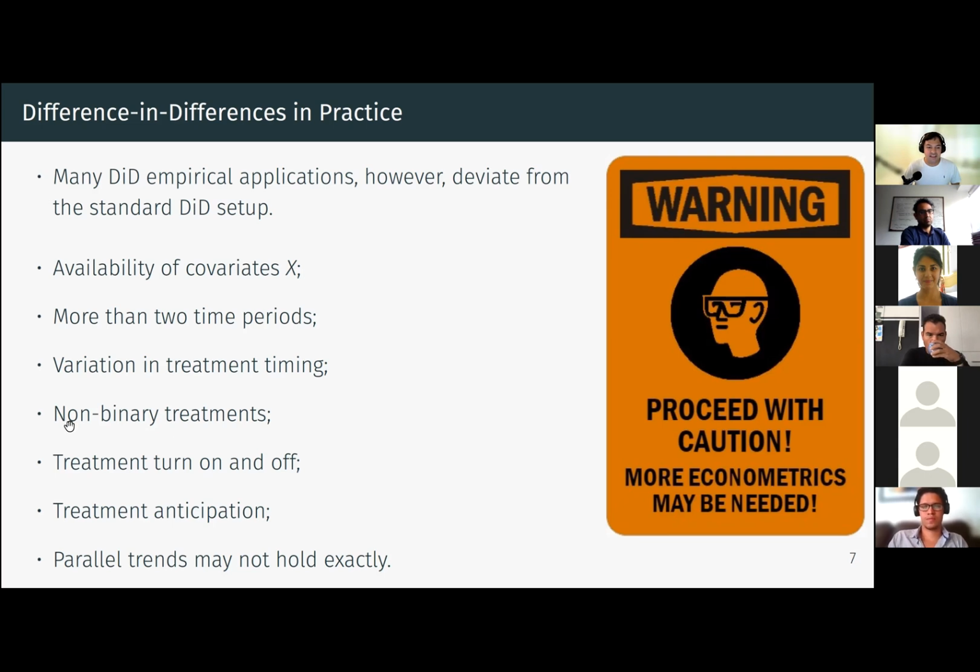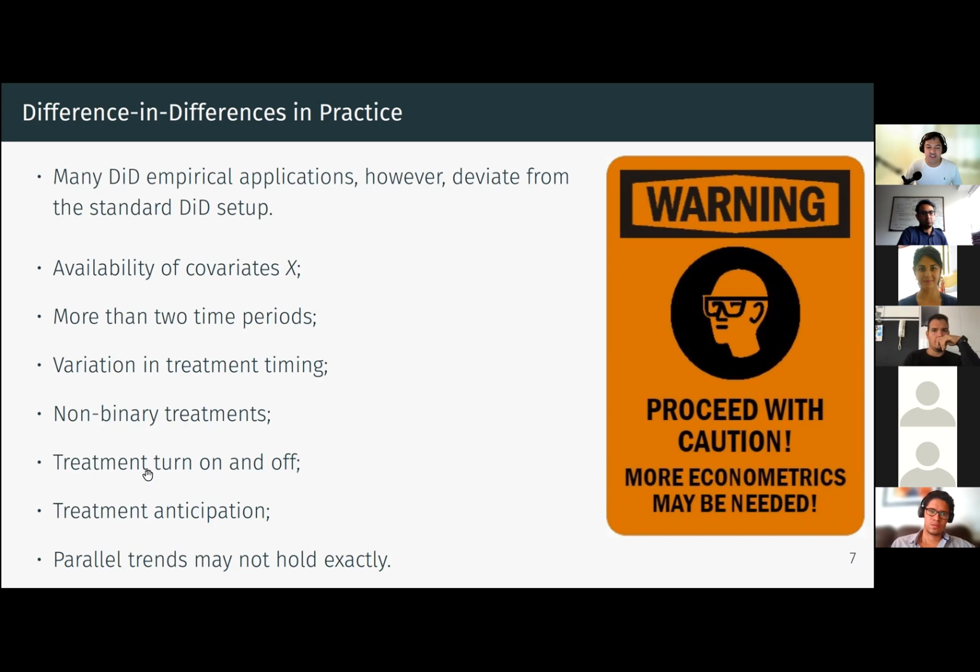We also have the idea of non-binary treatments. So perhaps I want to exploit dosage variation in the treatment. My treatment is how close I am to, I don't know, an event, so the further away, the lower the dosage. This is going to be non-canonical as well. Or I may have a multivalued treatment, like I want to see the effect of taking one aspirin versus two versus three versus four. Then I am outside the binary world, which is going to lead to new complications as well.